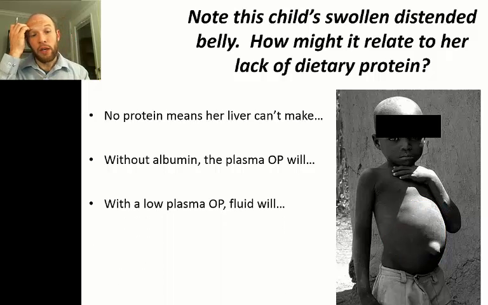Right? So with low plasma osmotic or oncotic pressure, that fluid will stay out in the tissue and will not be sucked back into the bloodstream. Here's a great example of how important albumin is, as well as proper nutrition.